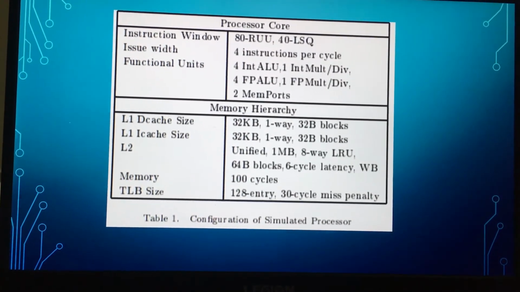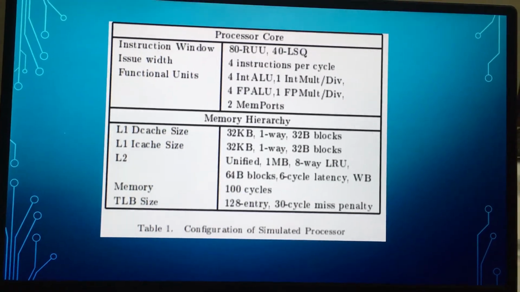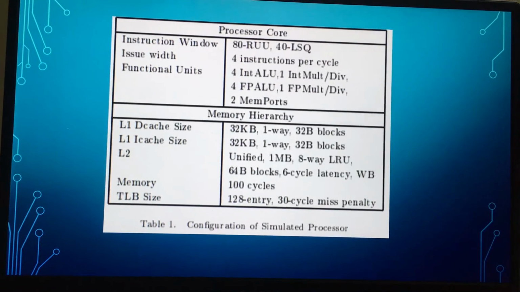The above table is the processor core and memory hierarchy configuration of the simulated processor.